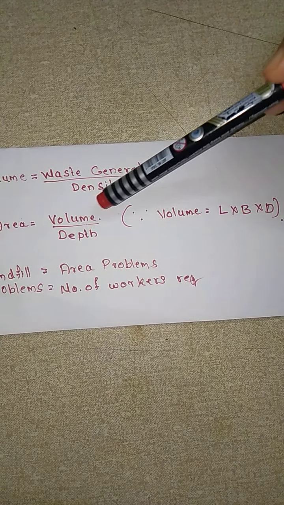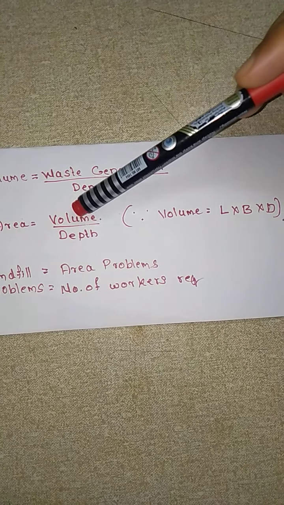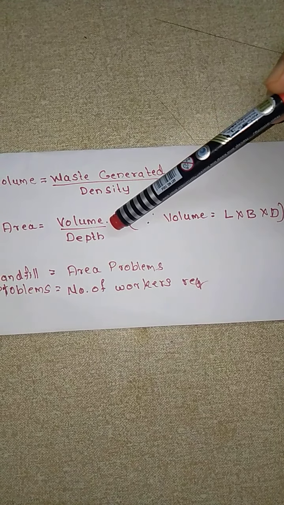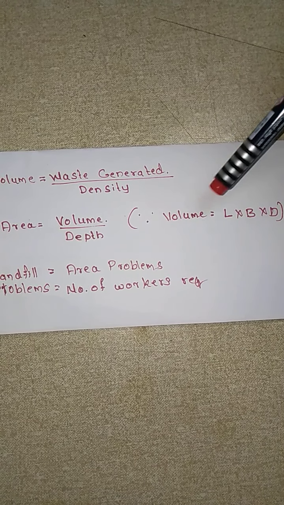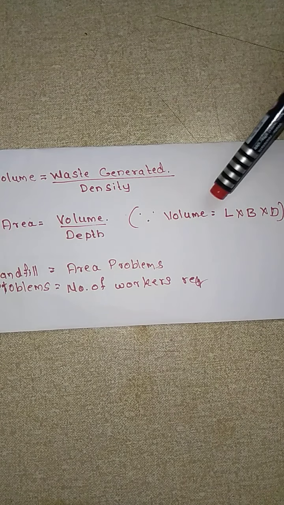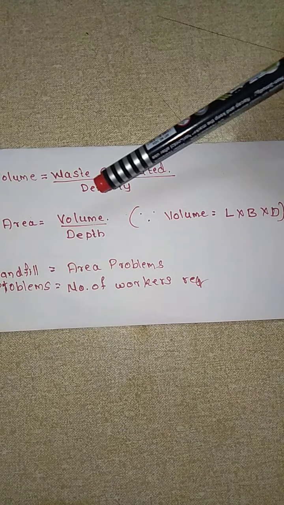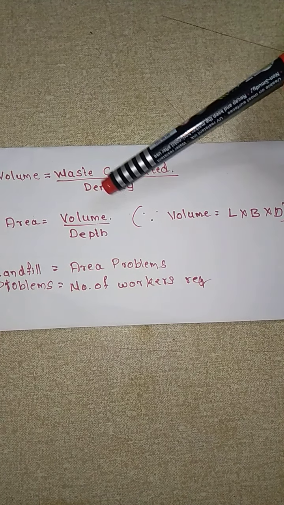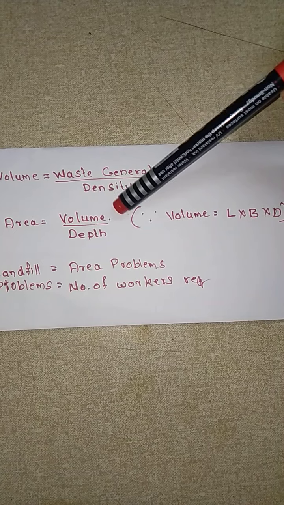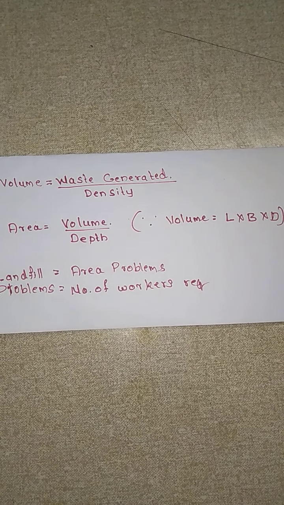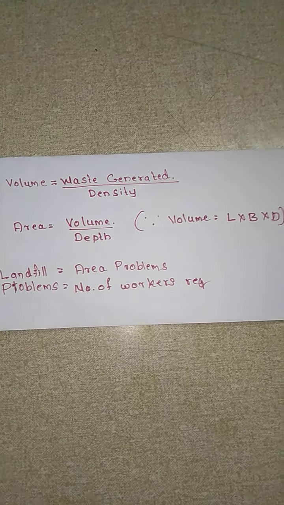From that formula you get the waste generated, divided by the density they will be giving you in the problem. Then we can find the area using the formula volume divided by depth, because volume is nothing but length into breadth into depth. So L and B will be the area and this will be the depth. So the formula is area equal to volume divided by depth. Now we are going to solve the first type of problem.